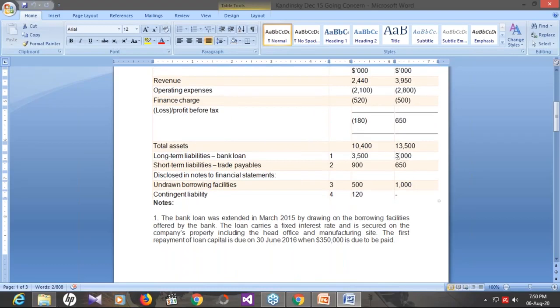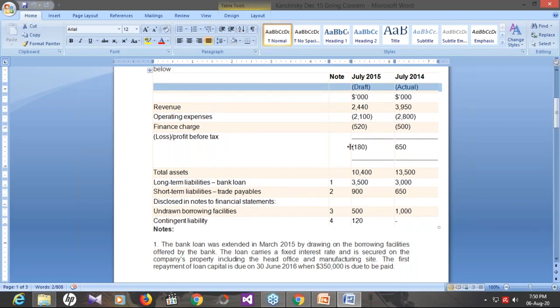Last year the long-term borrowings were 3,000. This year they are 3,500. Last year the short-term borrowings were 650. This year they are 900. So there are notes attached to them. So you need to understand that everything is going worse in that company. There is a contingent liability, and there is an undrawn borrowing facility that has reduced this year. The short-term and long-term borrowings are on an increasing trend, and the company is at a loss this year. So this is the information you should use when you are formulating or developing your answer.